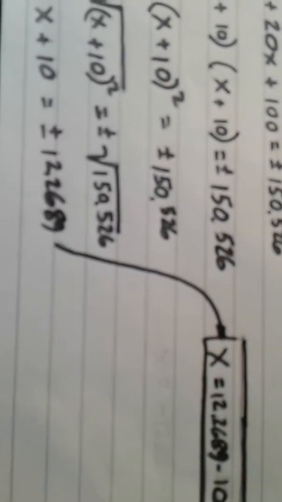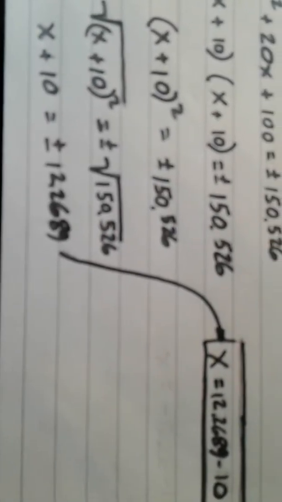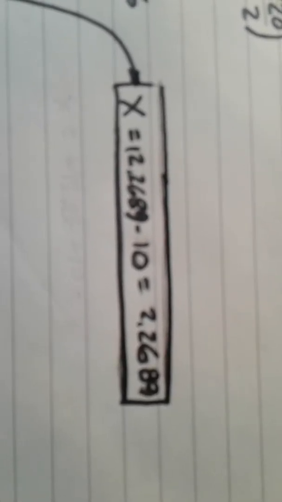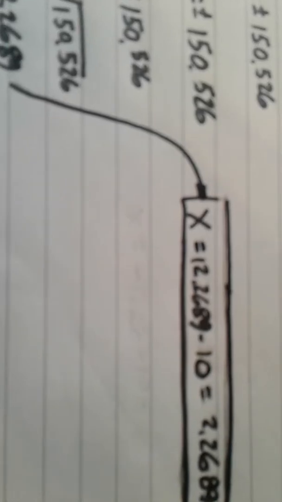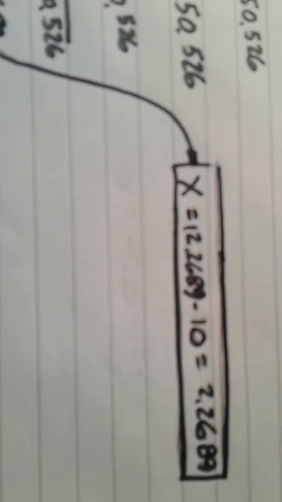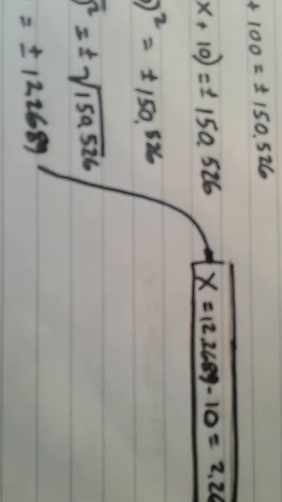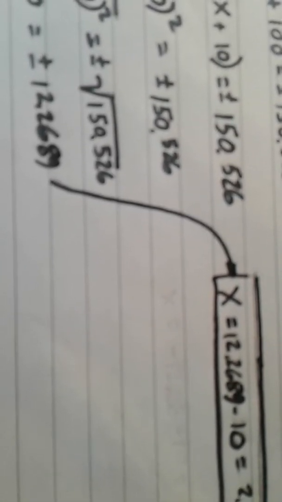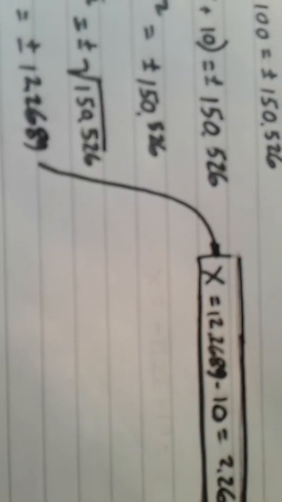Then to get a positive number, x equals 12.269 minus 10 equals 2.2689, which was what I got when I used the quadratic equation. Anyway, I hope you enjoyed this, and I just thought it's nice to see a practical application, and that's all.